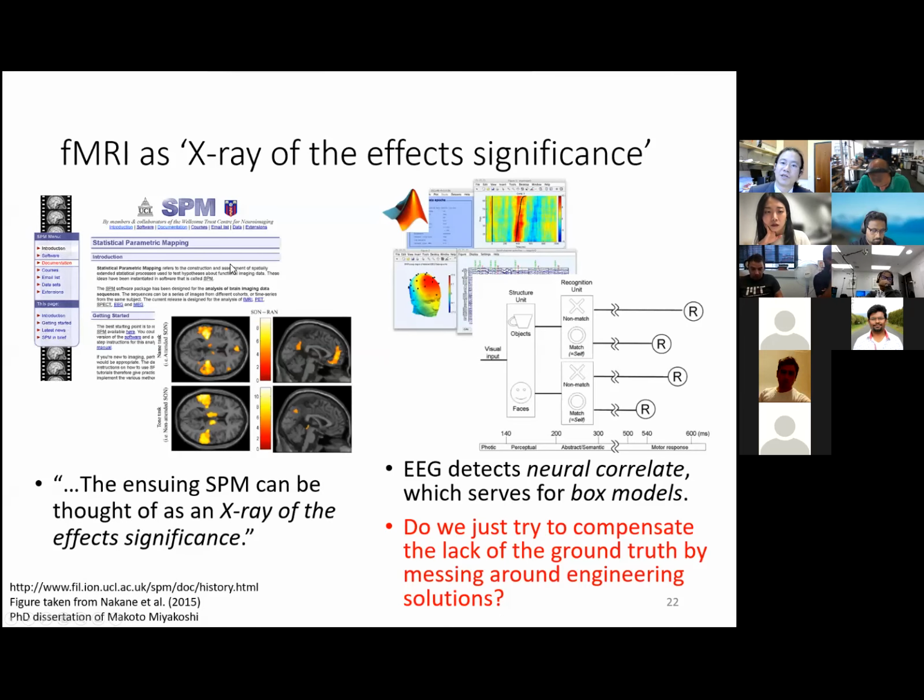And if you see the website of SPM, the statistical parametric mapping by Karl Friston's lab at UCL, there is an SPM history page, and they proudly say that SPM can be thought of as an X-ray of the effect's significance. And I truly envy them for reporting this X-ray analogy with confidence, because that's exactly what we want to have and what we can't in the case of EEG.